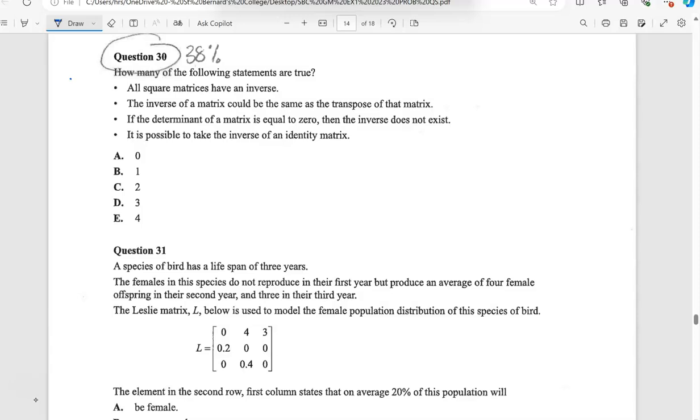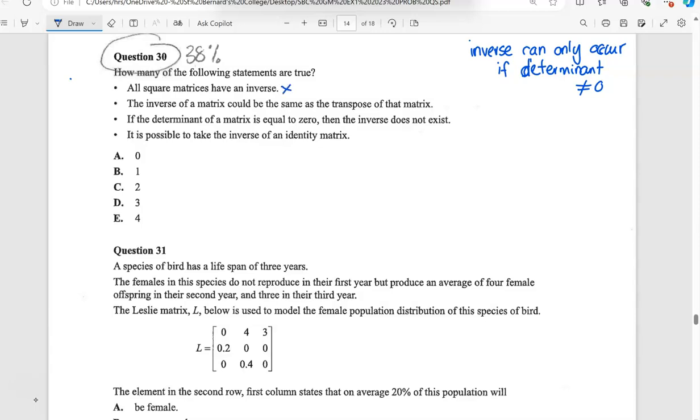So how many of these statements are true? These types of worded questions are ones you can do in reading time, because all you can do is really read and think about it. So they are the worded ones. Try to do them. All square matrices have an inverse. That is not true, because an inverse can only occur if the determinant doesn't equal 0. So remember, if it has a 0, then it doesn't have an inverse. So that is not true.